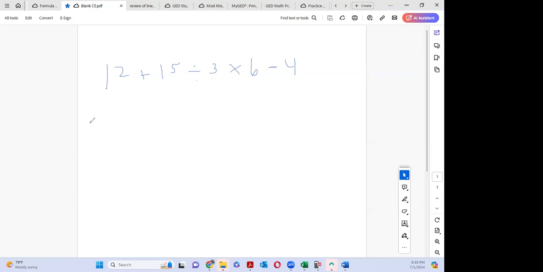See this. Somebody just sent me a question. Look at it. Maybe she doesn't understand it. So, hold on. Let me make this a little bit bigger. I think it's 12 plus 15 divided by 3 times 6 minus 4. Does anybody know how to do this problem? How would you do this problem?